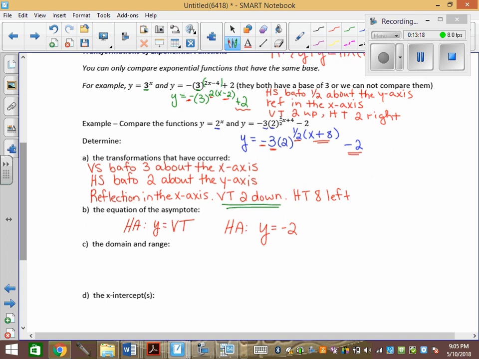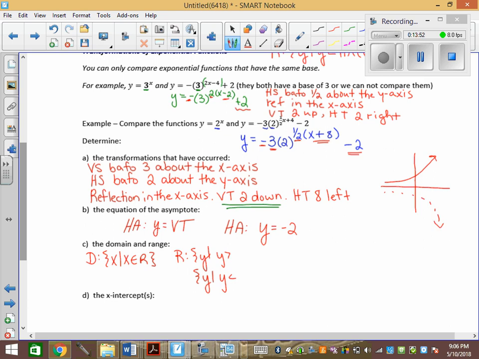Boom. The domain and range. Unless it's a word problem, the domain for an exponential is x ∈ R. The range, however, is either y such that y is greater than the horizontal asymptote or y such that y is less than the horizontal asymptote. And what makes that decision is, has it been reflected in the x-axis? If it's been reflected in the x-axis, that means it used to be up here, it's now down here, and I would have less than.